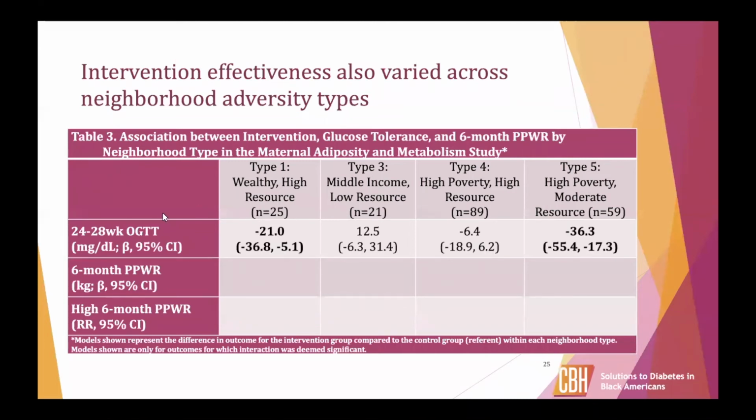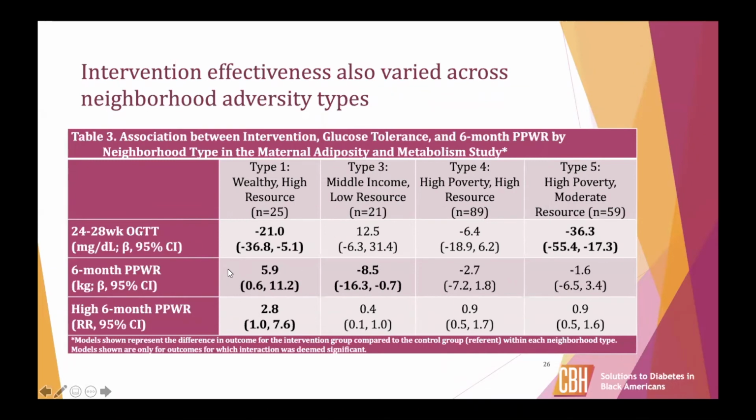So as an example, if we take continuous glucose tolerance as the OGTT score and look at this first cell, this point estimate indicates that within the wealthy, high resource neighborhood, women in the intervention group had significantly lower OGTT compared to their control group counterparts. Similarly, if we look at this high poverty, moderate resource neighborhood type, again, we see that women in the intervention group had lower OGTT scores than their control group counterparts.